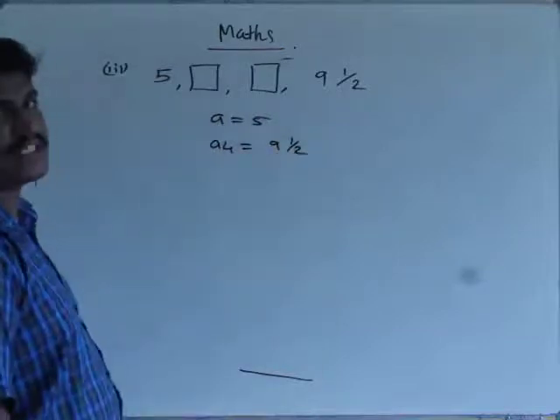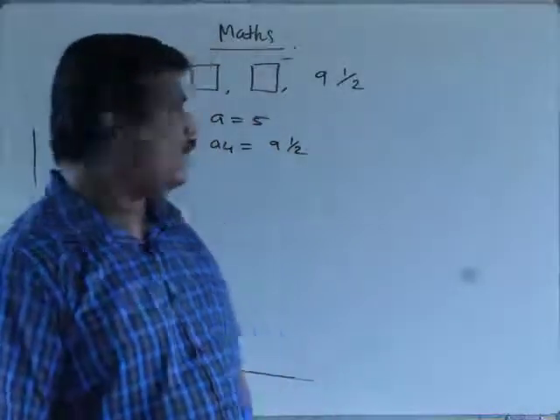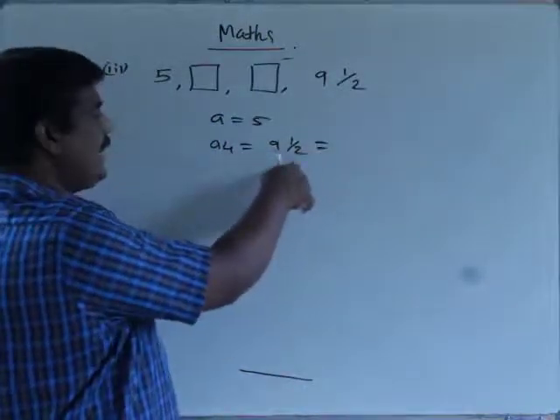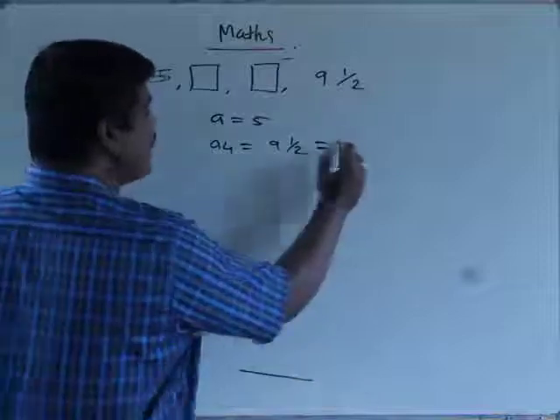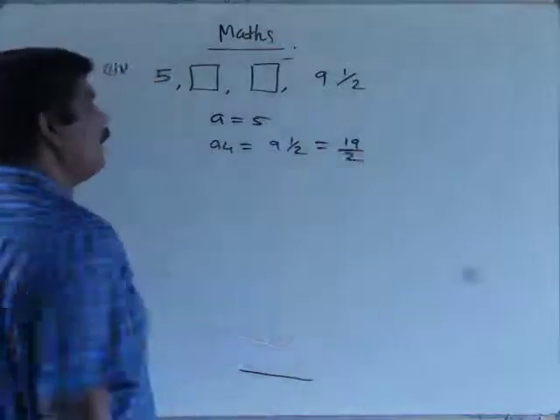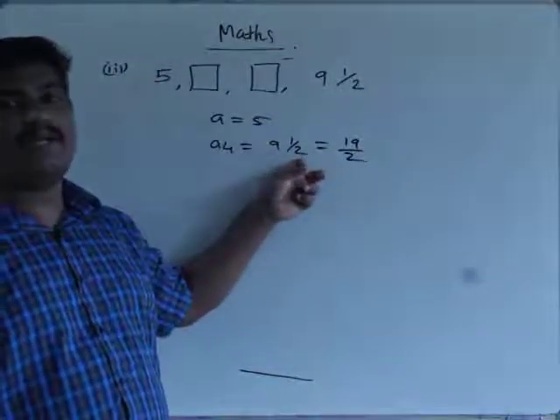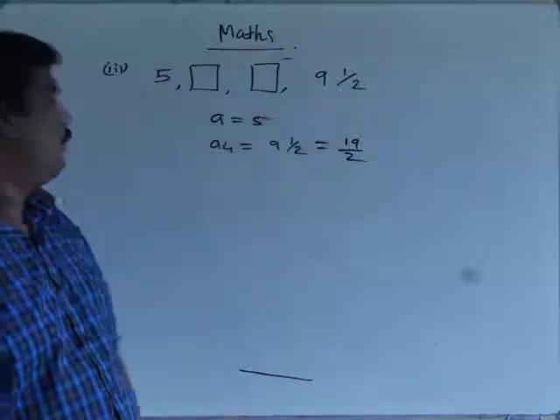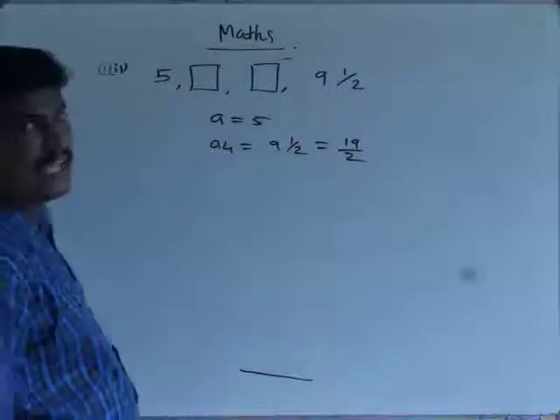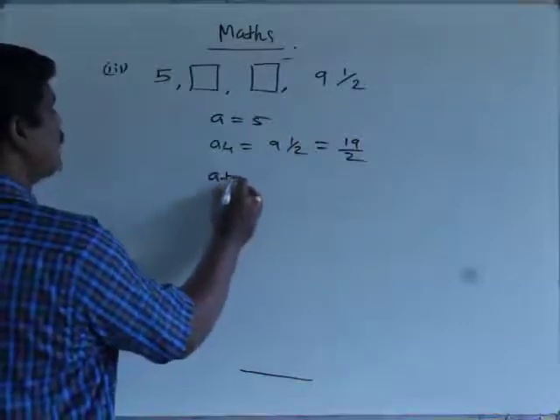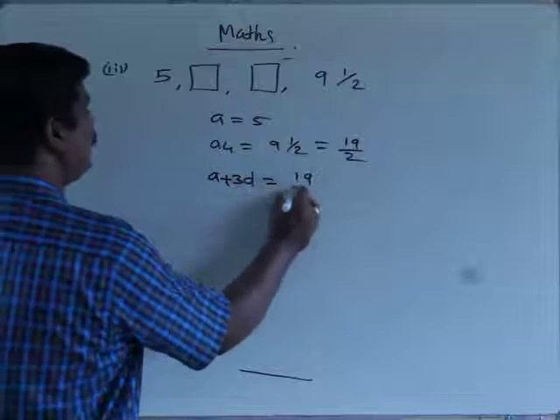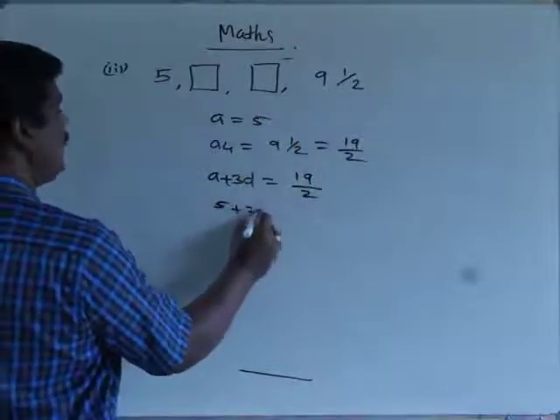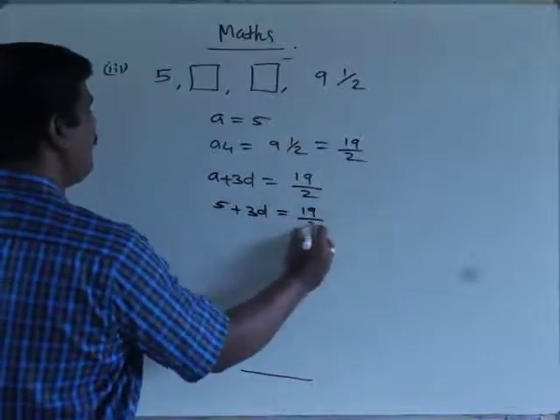It is a mixed fraction, you have to convert it to improper. All of you know how to convert to improper. So 9 into 2, 18, 18 plus 1, 19. That is 19 divided by 2. So for A4, express A plus 3D equal to 19 by 2. Clear? What is A? 5 plus 3D equal to 19 by 2.